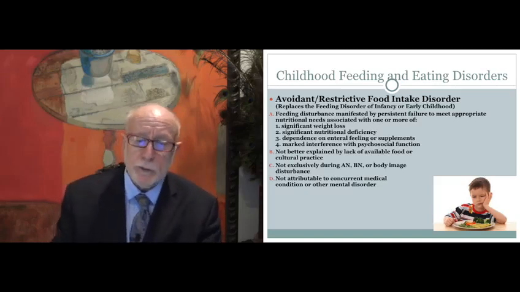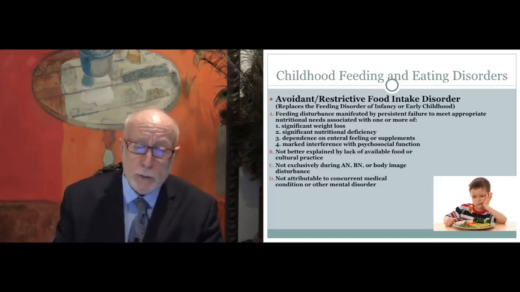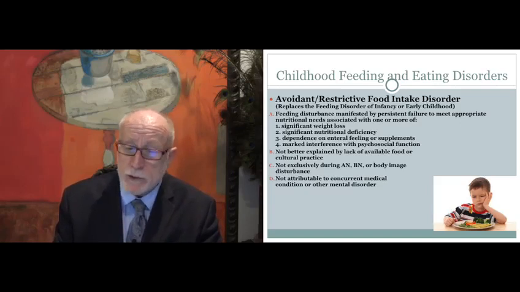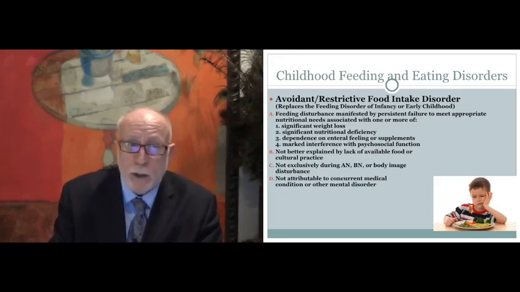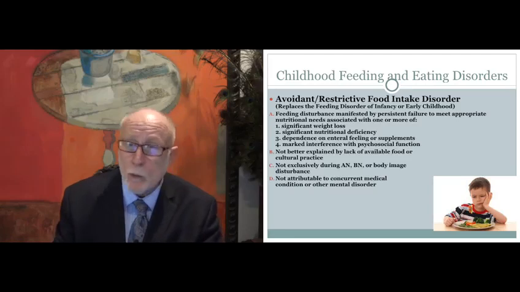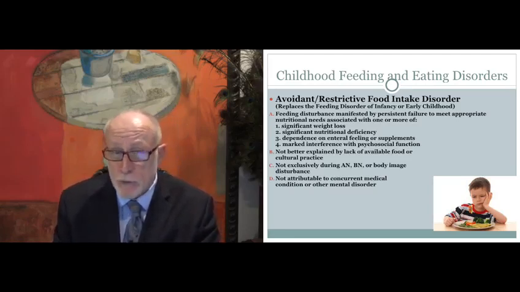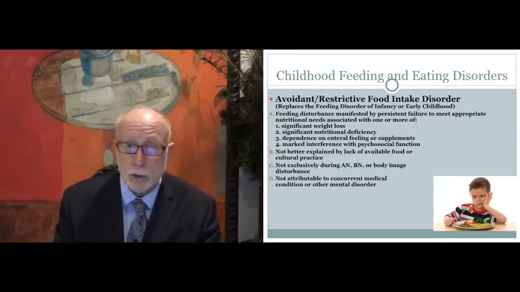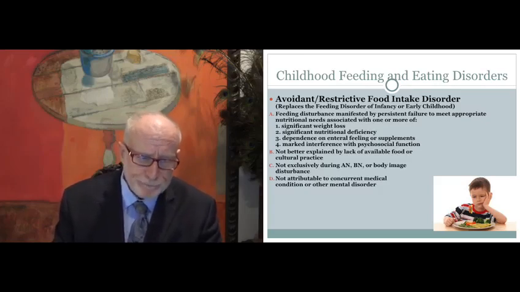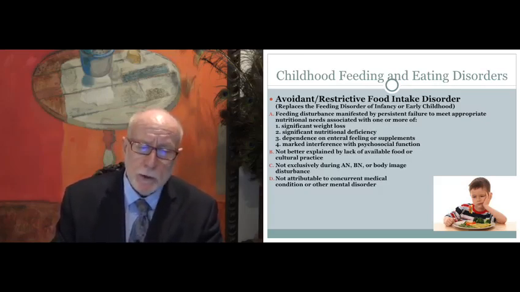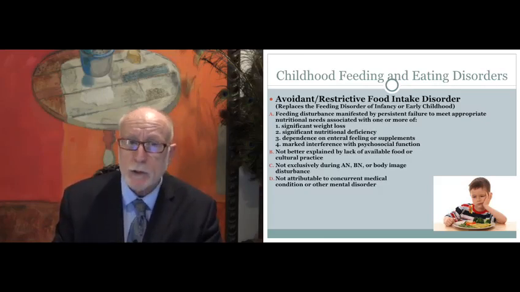Importantly, in the avoidant restrictive food intake disorder, the feeding disturbance has to be manifested by persistent failure to meet appropriate nutritional needs, and is associated with one or more of the following things. They don't eat many things, they don't eat much, and so they have significant weight loss. Number two, they have a significant nutritional deficiency. So again, they're at risk for scurvy or rickets or vitamin D deficiencies or a wide variety of things. Three, a dependence on feeding tubes or supplements. And then four, marked interference with psychosocial function.